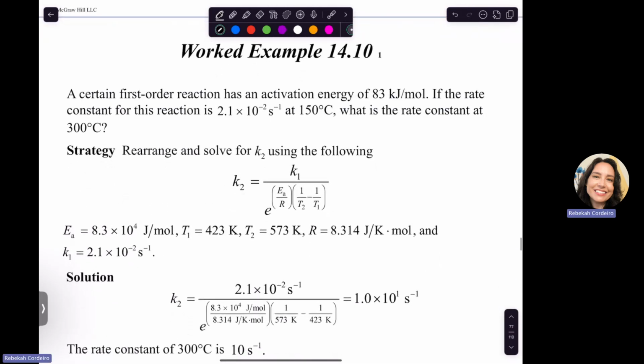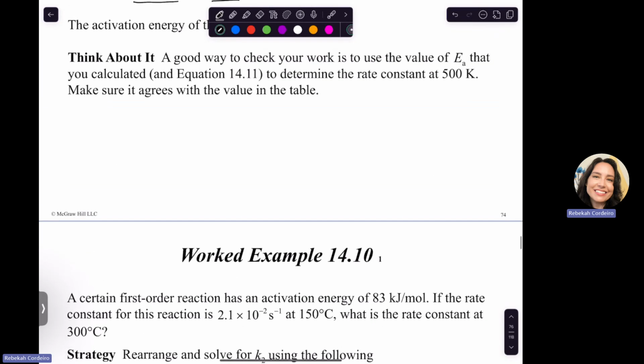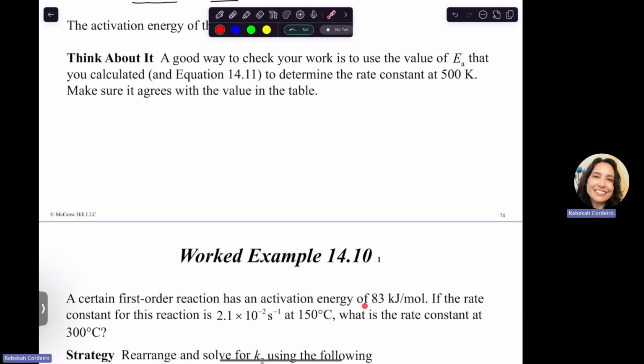So for this one, a first order reaction has an activation energy of 83 kilojoules per mole. The rate constant for the reaction is given here at this temperature. What's the rate constant at this temperature? So we're solving for one of the K's. Pause and try this out.